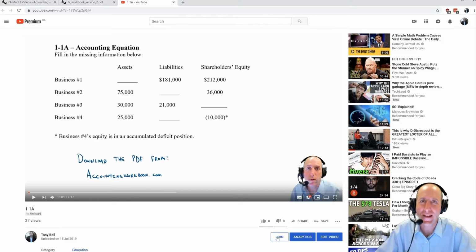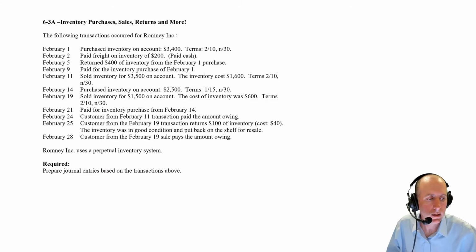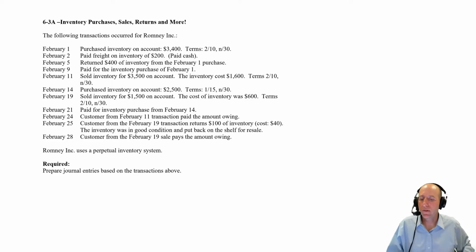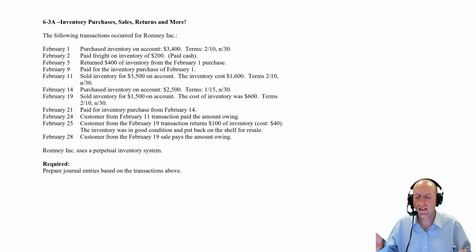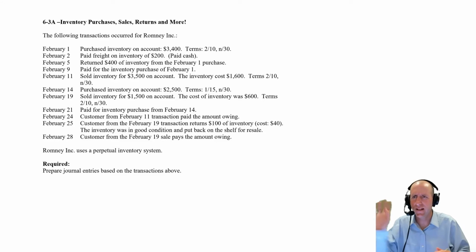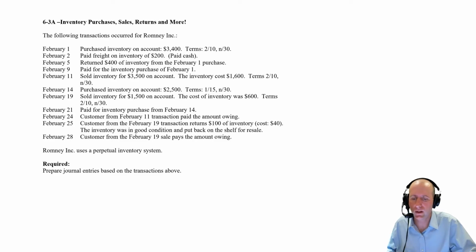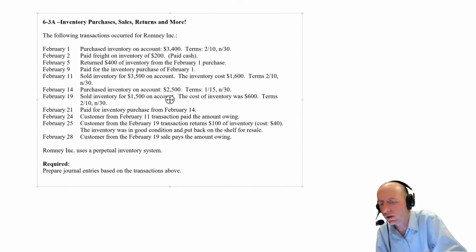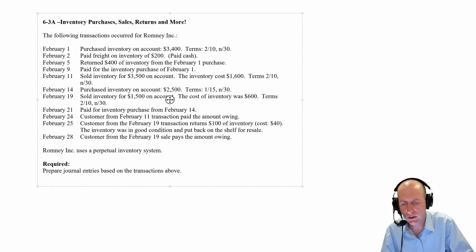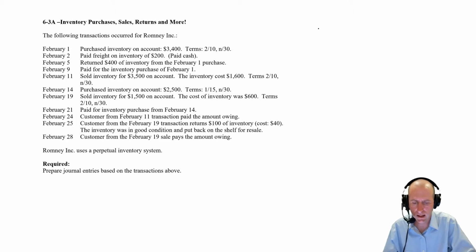All right, let's jump into the problem. Let's examine problem 6.3a. This has us combining purchases and sales. If you did 6.1 and you did 6.2, they kind of separated them and gave you just a small taste. 6.3a puts it all together and even adds a little bit more. So let's get going. The following transactions occurred for Romney Inc. and a big long list of transactions, and it says give us journal entries. Okay, so that's what we're going to do.